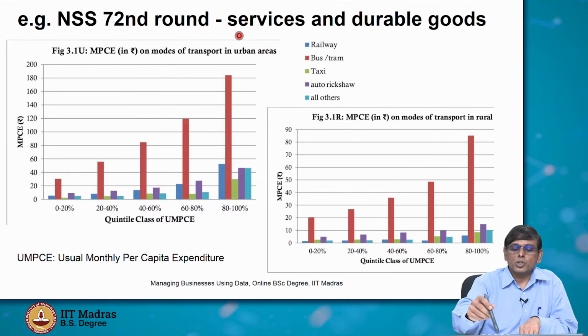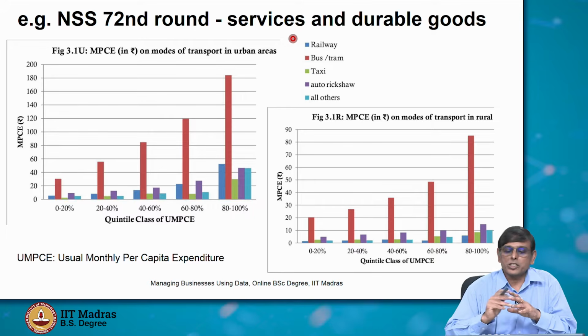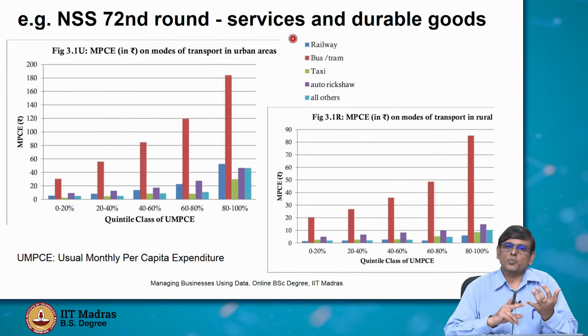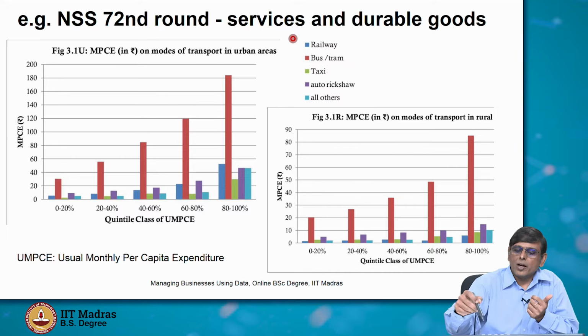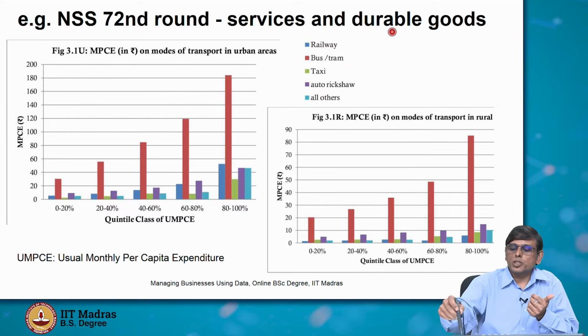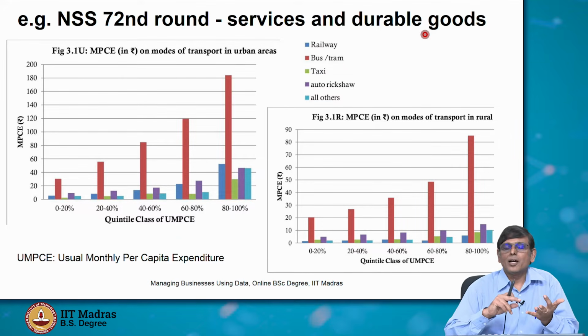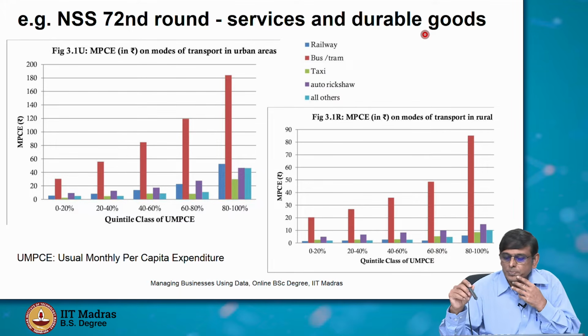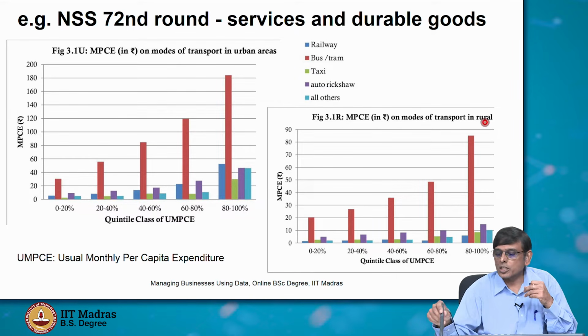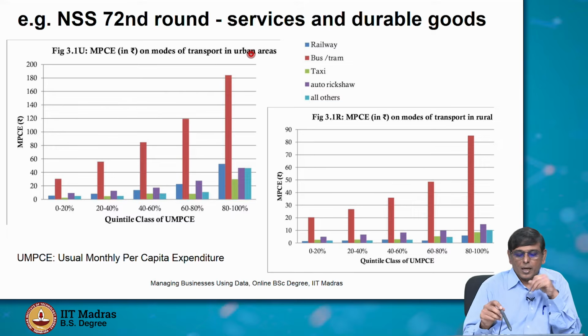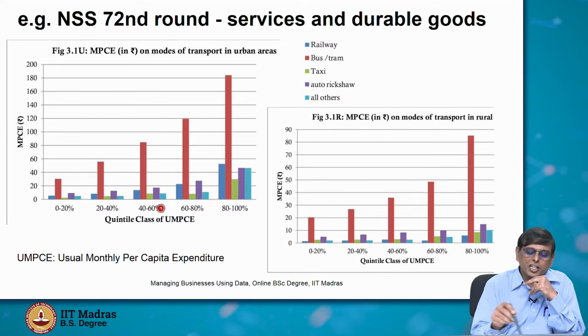One is how much households spend on services. Services means transportation, education, healthcare, business services and so on. And how much do they spend on durable goods? Durable goods means refrigerator, air conditioner, things like that. These charts are basically about transportation. We have looked at rural and urban. This chart is rural, this chart is urban. The data is presented in this form.